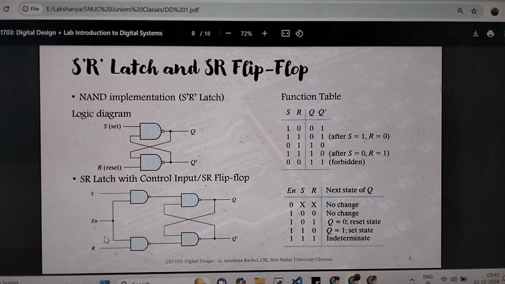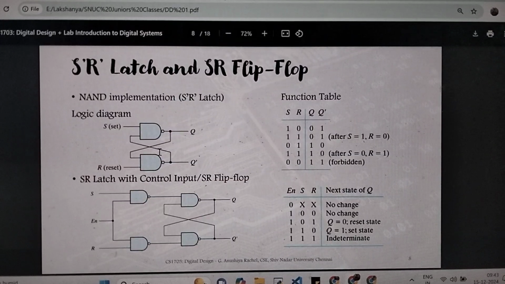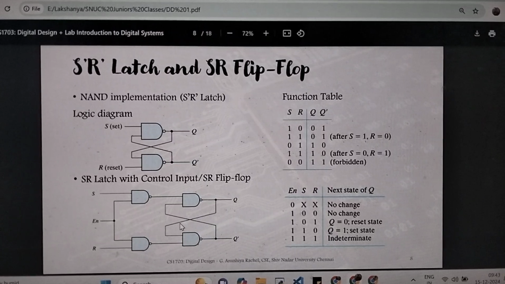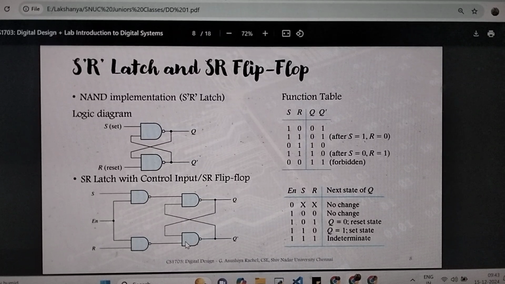When the enable becomes a 1, the values going are S dash and R dash, right? Those are the inputs. So this works similar to the NOR gate implementation. Why does it work similar to the NOR gate while we have used NAND gates here? Because if you get S and R values, this would be the function table. But here, through the NAND gates at this point, we are passing S dash and R dash. So the inputs are getting flipped, so to speak.